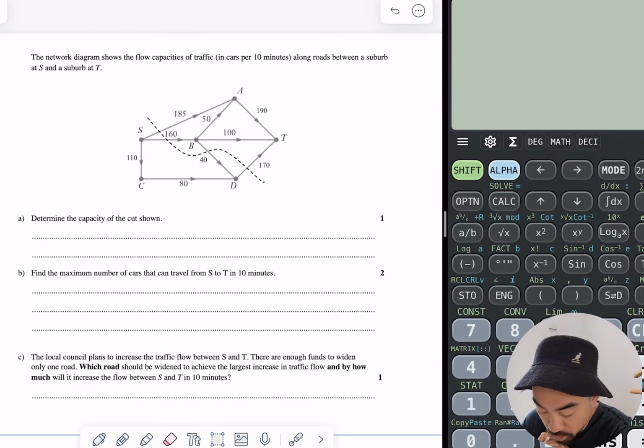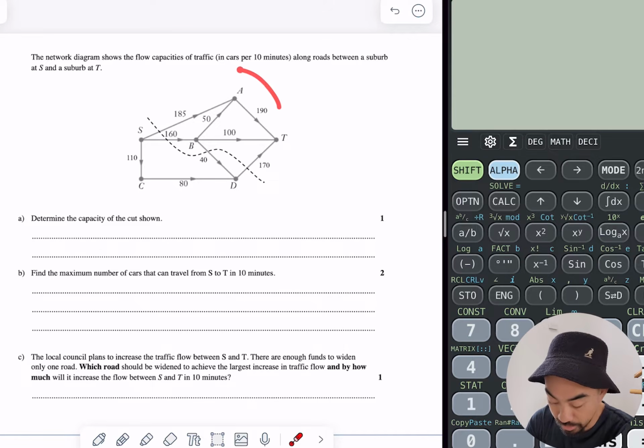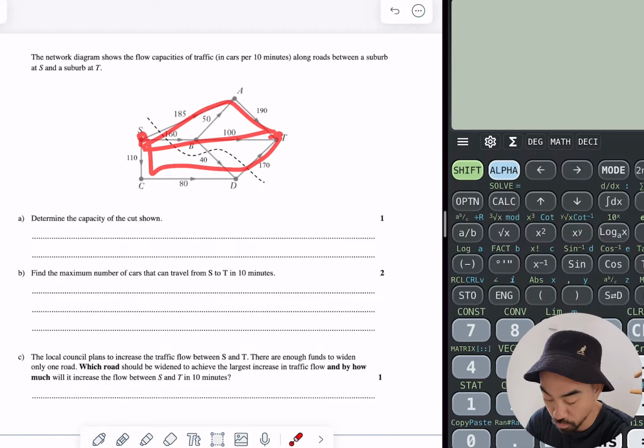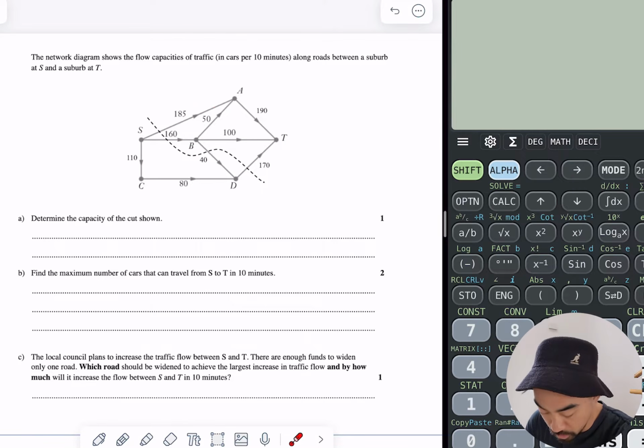The network diagram shows a flow capacity of traffic in cars per 10 minutes along roads between the suburb S and T. So here's my network, starting at S and going to T, with all these different routes. A, determine the capacity of the cut. So what edges does this cut go through? That one, that one, that one, and that one.